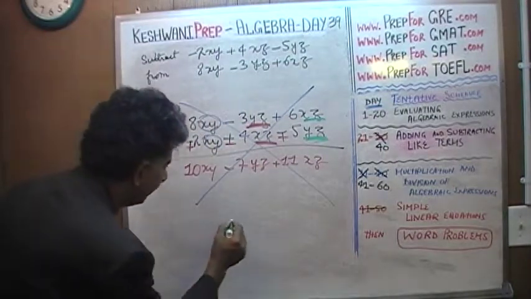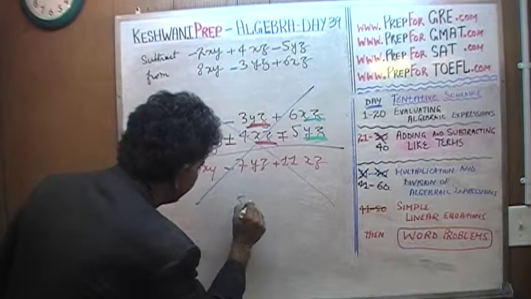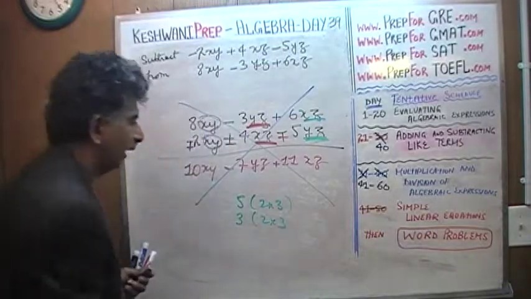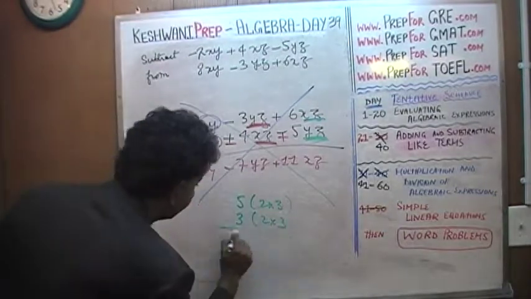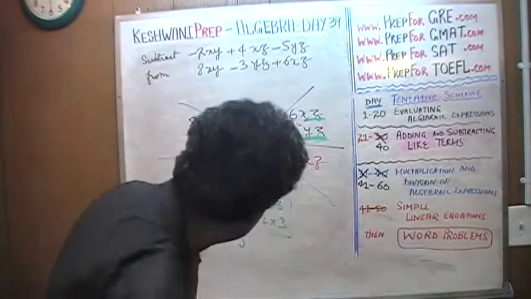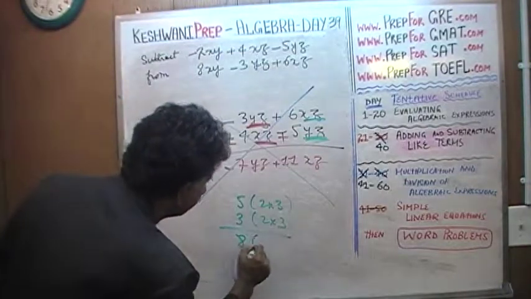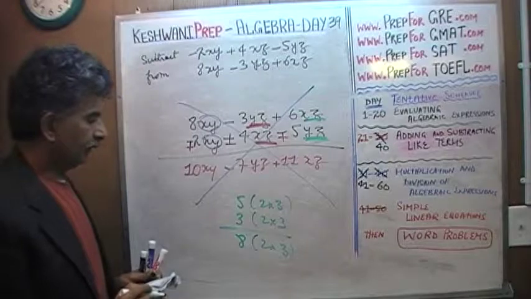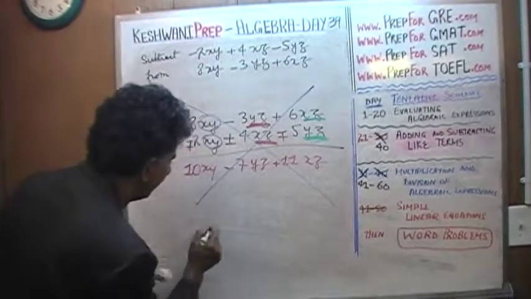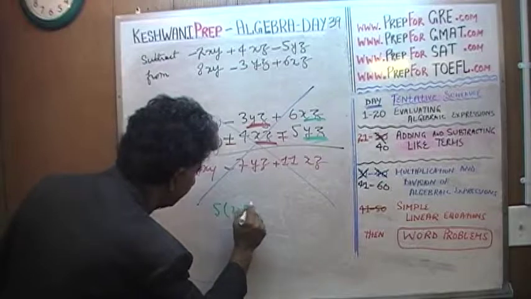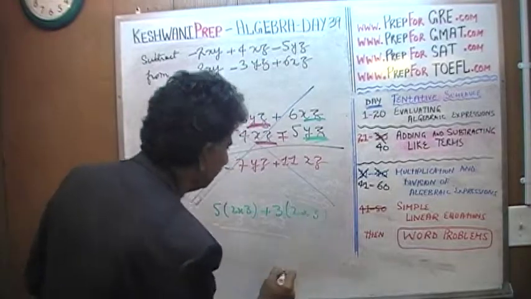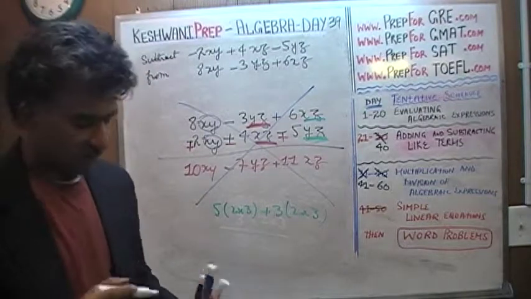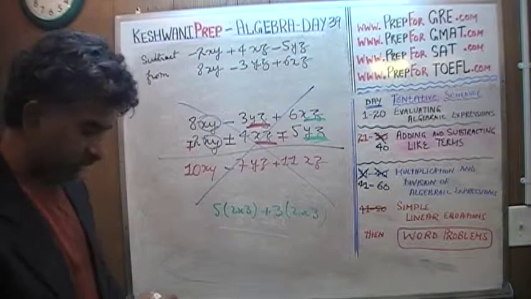For example, if I have 5 times 2 times 3 and 3 times 2 times 3, how many 2 times 3 do I have? We have 8 2 times 3. The 2 and the 3 are your y and the z. So if somebody asks you to combine the like terms in the context of arithmetic, what they're asking you is how many 2 times 3 do you have? Because the 2 and the 3 are your variables.